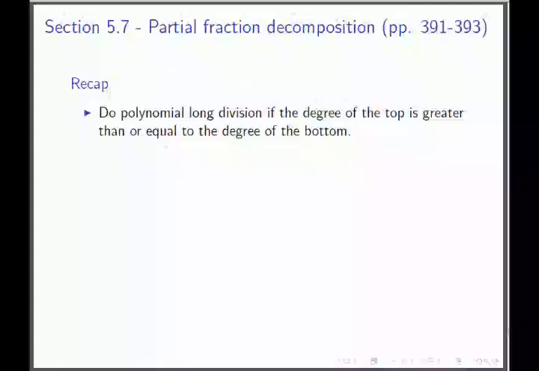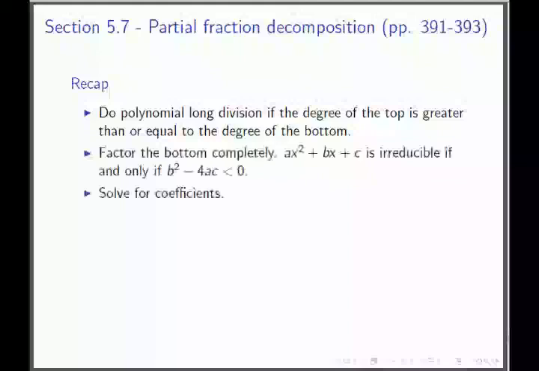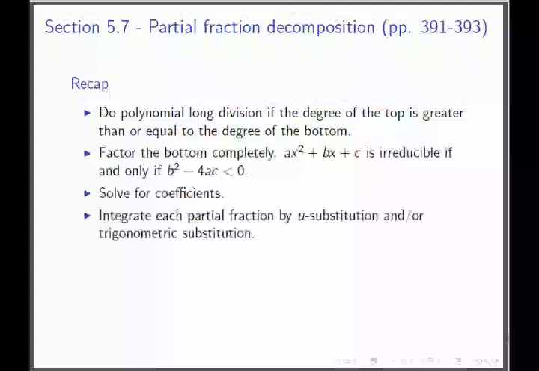Okay, so the idea for partial fraction decomposition is first you do polynomial long division if the degree of the top is greater than or equal to the degree of the bottom. Then you factor the bottom completely, and note that a quadratic factor is irreducible if and only if the discriminant is negative. Then you're going to solve for the coefficients by equating coefficients or by plugging in various values of x, as I demonstrated here. Then you're going to integrate each partial fraction by either substitution, whether it's a u substitution or a trigonometric substitution. Usually the u substitutions will be easier in this setting.